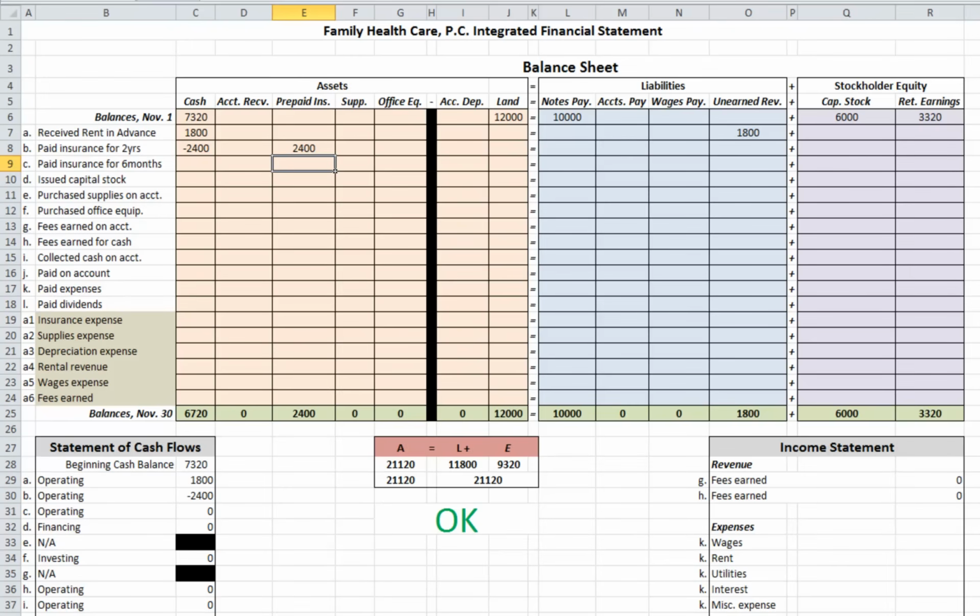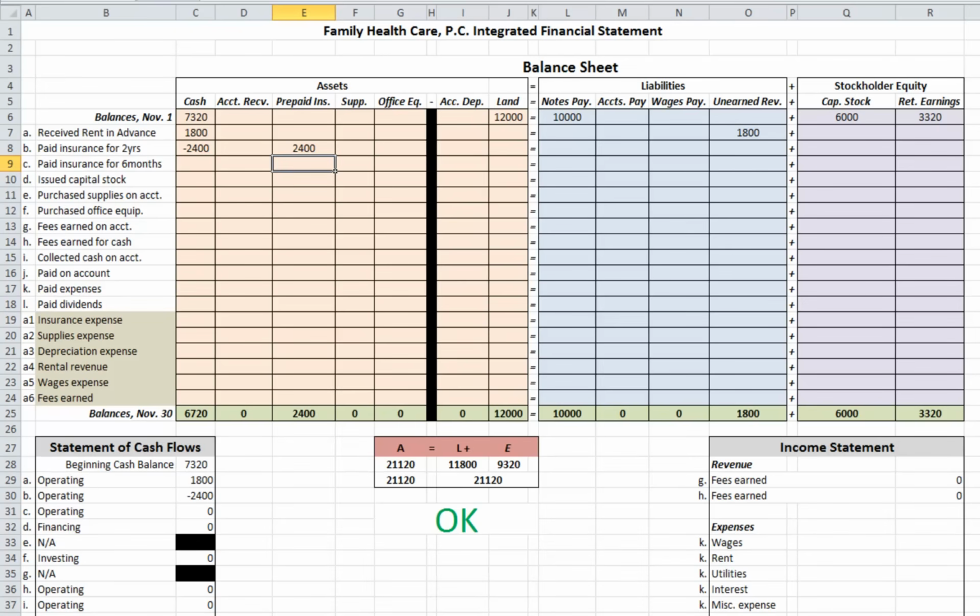Now, if you look on the lower left of our statement of cash flows there at the bottom, we do have an operating cash outflow of minus $2,400 because we did have to pay cash for that insurance policy. But our balance sheet is still balanced because we balanced it all out on the left-hand side. We just converted one asset into another.